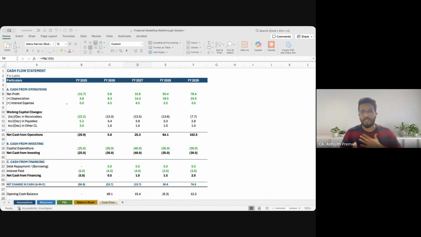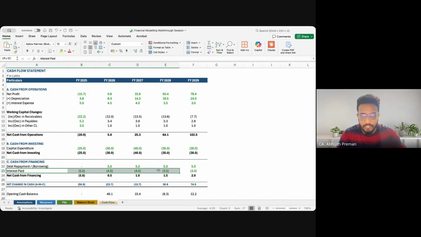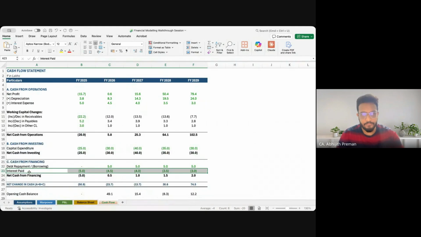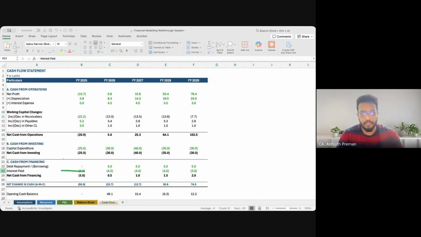Then interest expense we are adding back. Why? Because this is just a format thing, as we will be deducting it in the cash flow from financing activity. If you look at row number 23, I've adjusted that again there. This is just reporting cleanliness. We don't show the interest expense in the cash flow from operations, it's shown in the cash flow from financing activities. That's why I've added it back there.